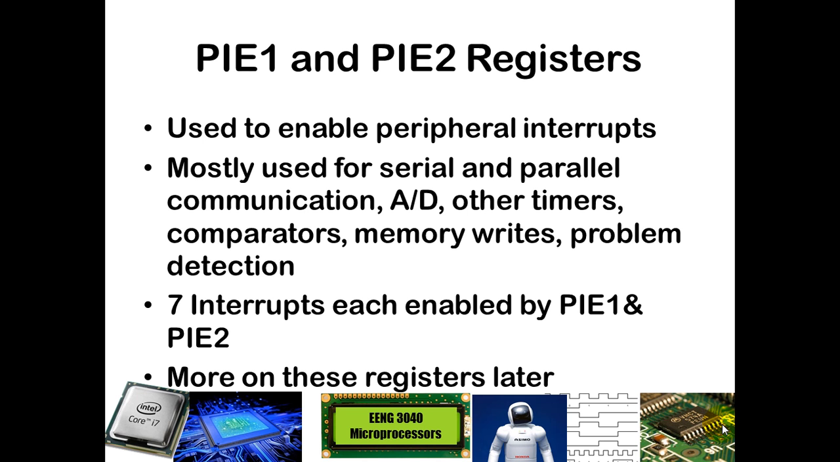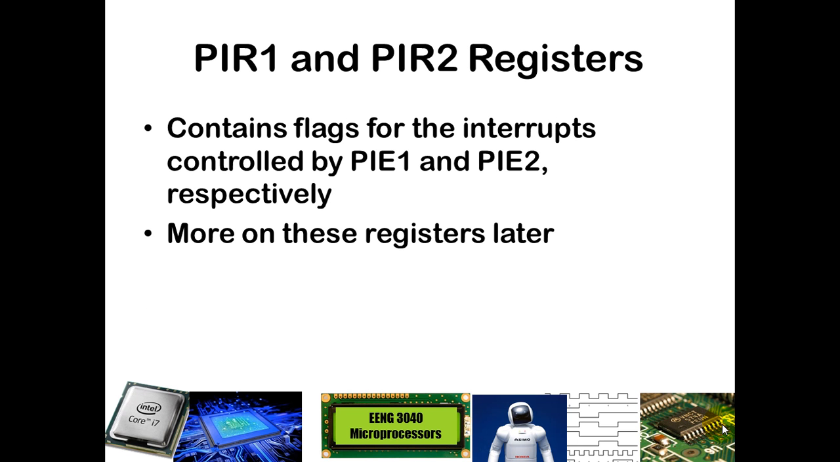And so there are 7 interrupts in each of PIE1 and PIE2 for a total of 14 peripheral interrupts. The flags for those are in PIR1 and PIR2. So again, we're not going to focus on those right now, but the flags and the enables happen to be in separate registers for these peripheral interrupts.